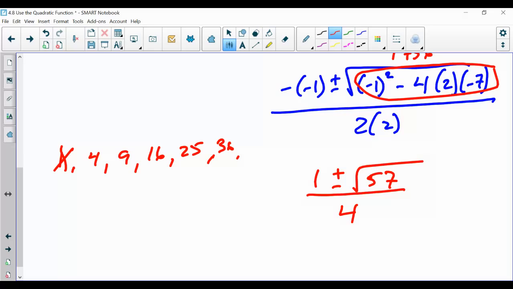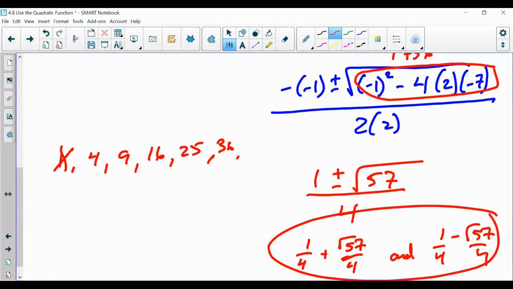Therefore, the answer to this question is just going to be 1/4 plus root 57 over 4, as well as 1/4 minus the square root of 57 over 4. Those are your two answers to this question. 1/4 plus root 57 over 4, and 1/4 minus root 57 over 4.